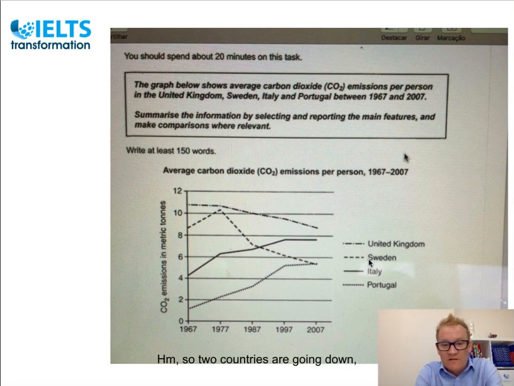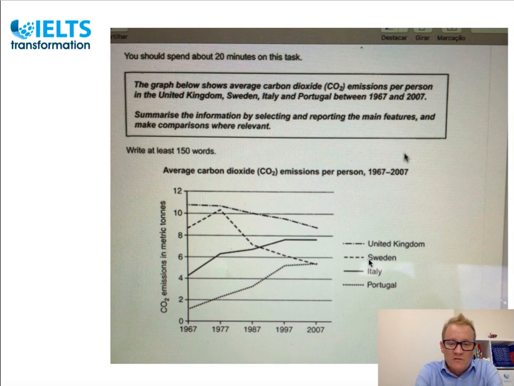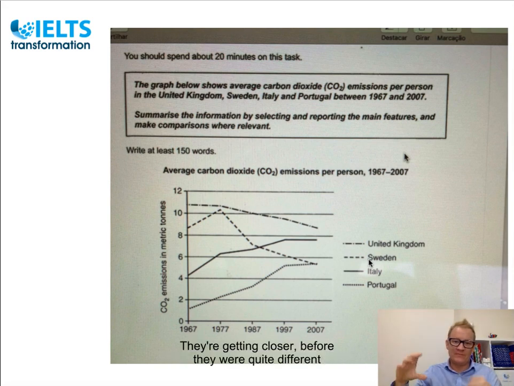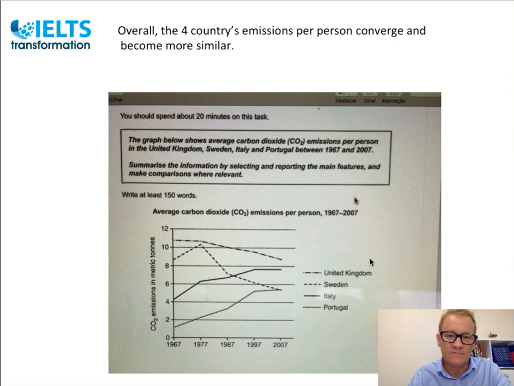So 2 countries are going down, 2 countries are going up. This is the average carbon dioxide emissions per person in the United Kingdom, Sweden, Italy and Portugal between 1967 and 2007. So 2 have gone down, 2 are going up, all right. But overall, look what's happening. I'm trying to get it the right way. They're going like that, aren't they? They're getting closer. Before they were quite different, and now, or 2007, they're quite similar.